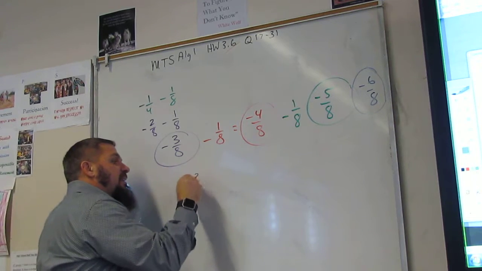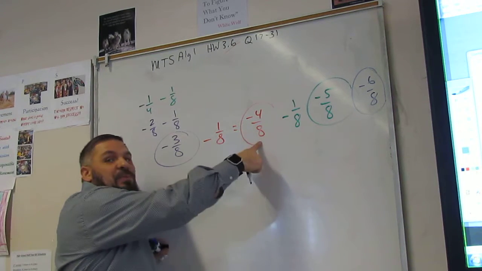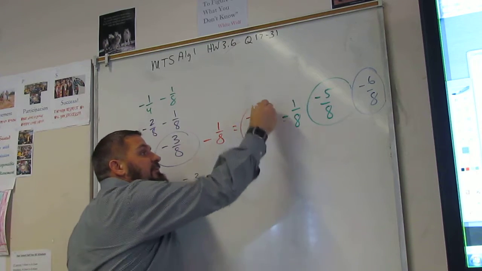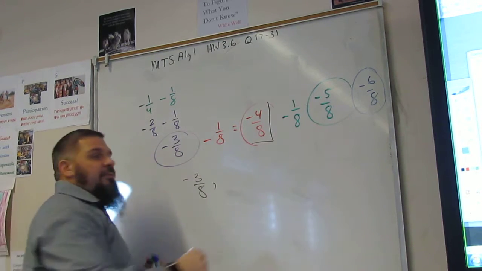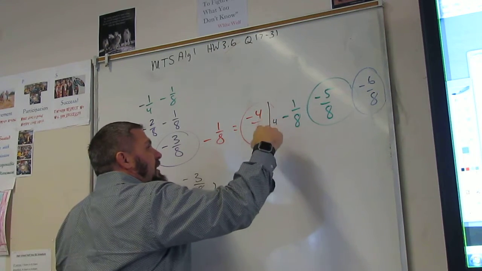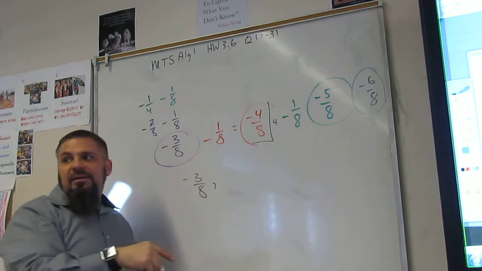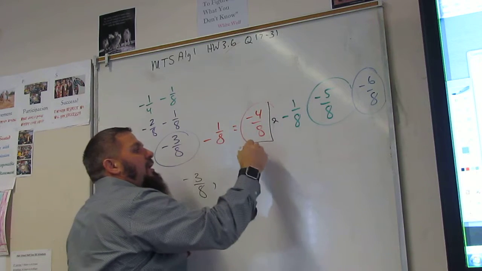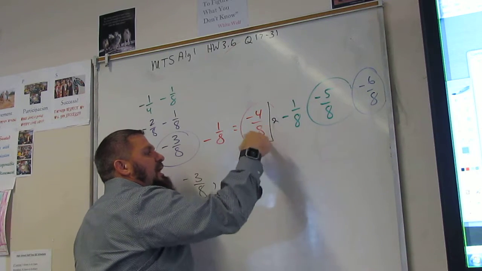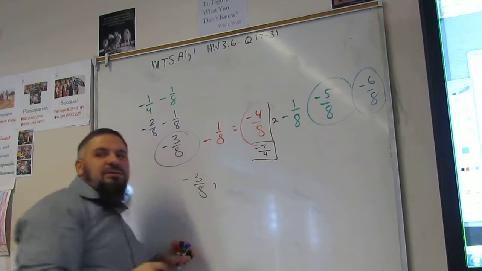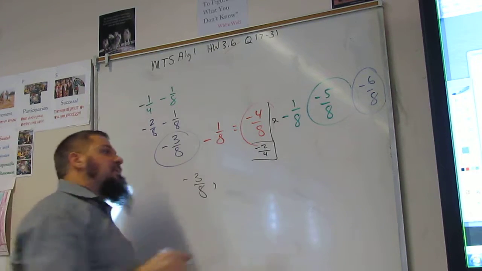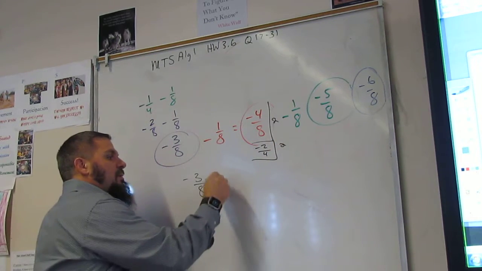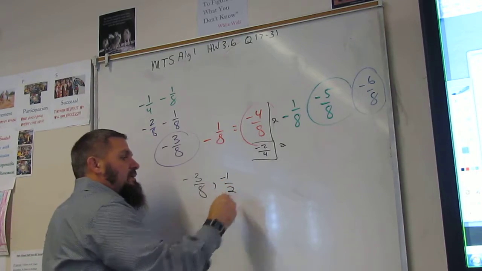This one is negative 3/8. This one is not though. What goes into 4 and 8? 2. There's also 4, but you could do 2. How many times does 2 go into 4? Twice. How many times does 2 go into 8? 4. Okay, what goes into 2 and 4? 2. How many times? 1 and 2.